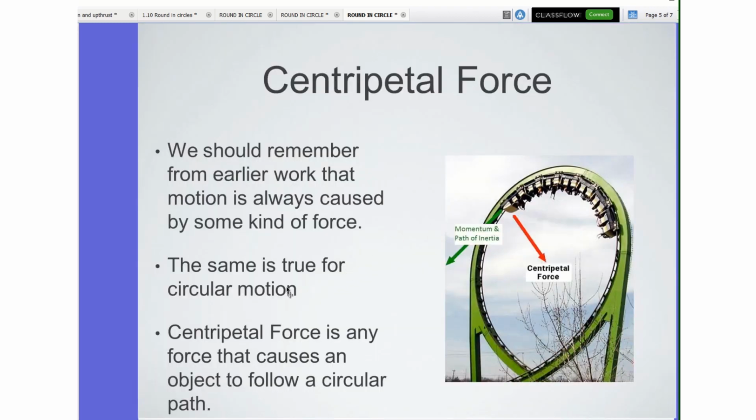Now we should remember from earlier work that motion is always caused by some kind of force. The same is true for circular motion. Centripetal force is any force that causes an object to follow a circular path.